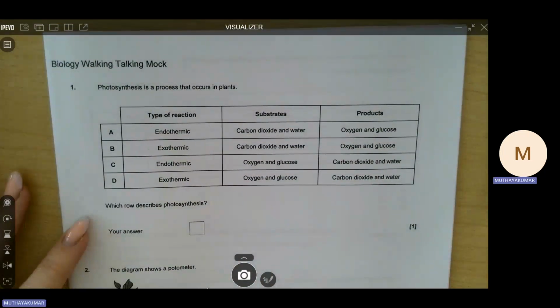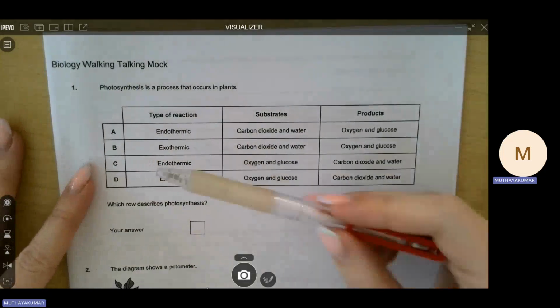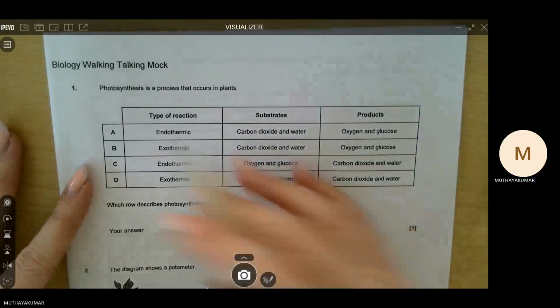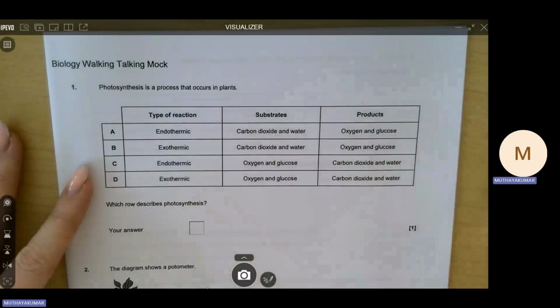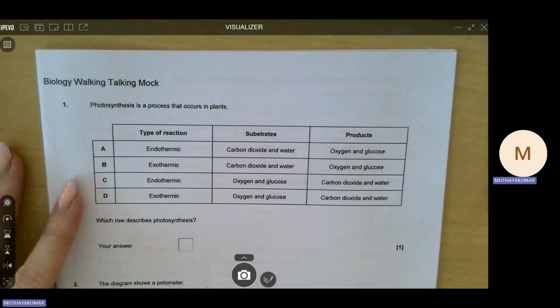All right, so question 1 is a multiple choice question on photosynthesis. Okay, and you have to select the one that you agree with on the row that matches the correct description. Okay, so it talks about whether it's an endo or an exothermic reaction. So first of all, you need to remember what endo and exo means.